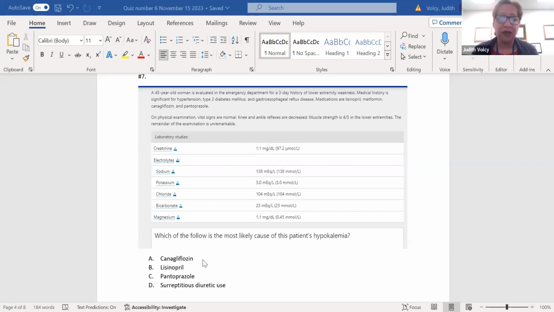And then we have the other choices: canagliflozin, pantoprazole, and surreptitious diuretic use. Let's look at surreptitious diuretic use, which definitely can cause the hypokalemia, but it should cause a metabolic alkalosis if you're drying out, and the creatinine should be high. And the magnesium could also be low from the diuretic use. So, although it's a good thought, that is not the answer because this bicarb would be high. Creatinine should be high as well if she was becoming uremic.